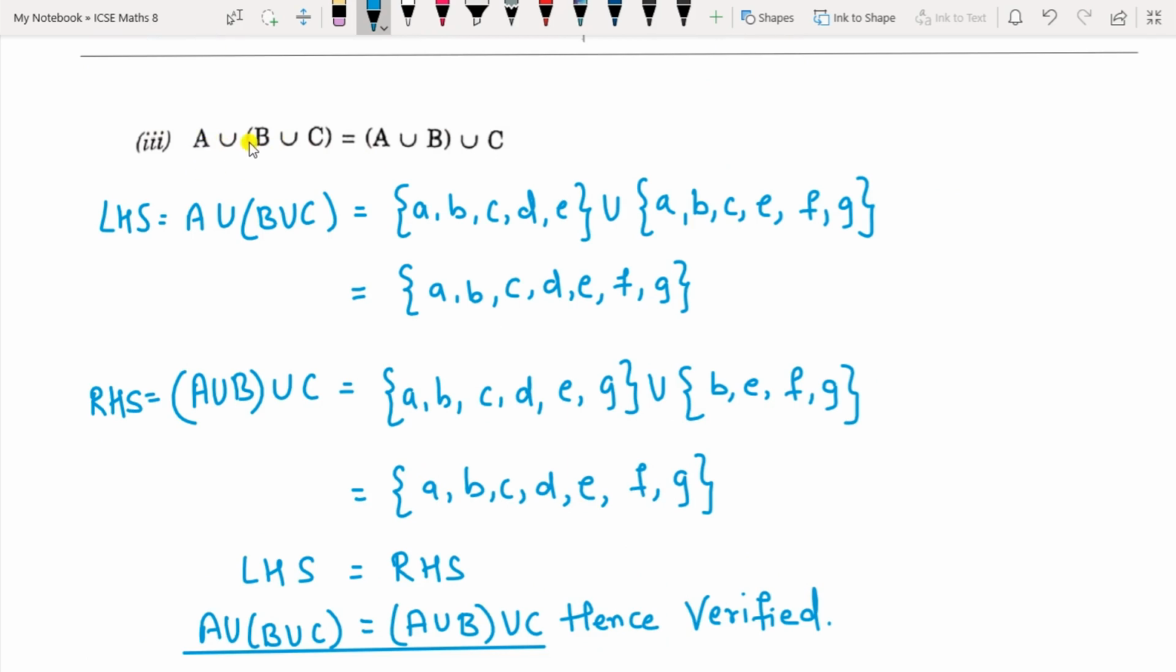So this is A union (B union C) should be equal to (A union B) union C. So you can see A, and this is B union C, and their union comes out to be this one. Then (A union B) union C, their union comes out to be this one, and these both are equal. LHS equal to RHS, therefore this is verified.